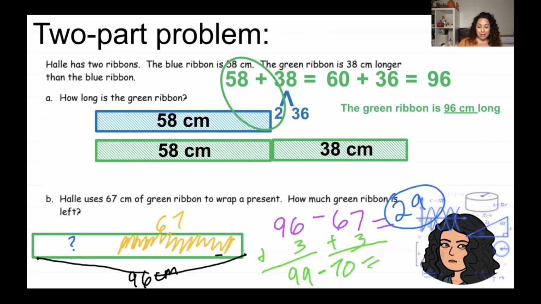I'm running out of room here, but I'm still going to write my statement answer. And I'm going to put, she has 29, and I'm going to put cm, and that means centimeters, left.